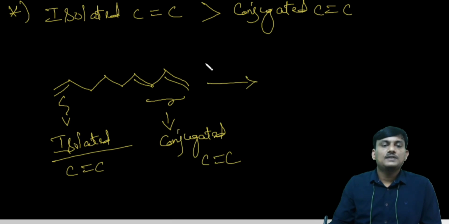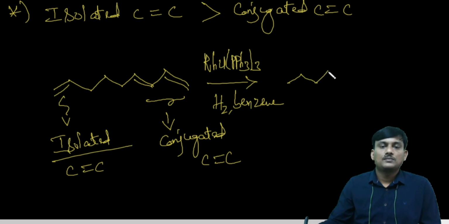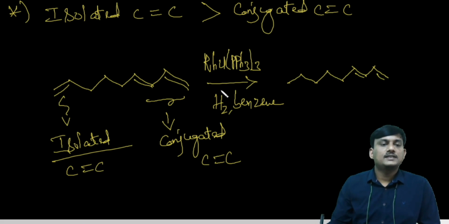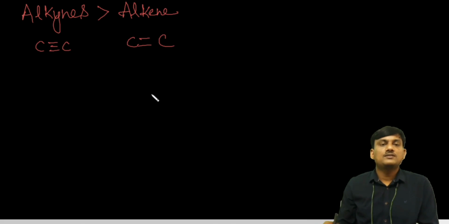So in presence of Wilkinson's catalyst and hydrogen in benzene, here this C=C will be reduced. The reduction takes place at the isolated C=C. The reactivity of alkynes is more when compared with the alkenes. So that C≡C will be reduced to C=C.